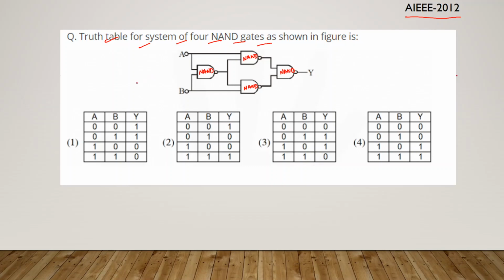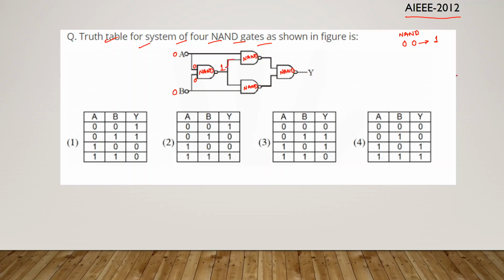Now let us directly apply. Applying the input is very easy here. Everyone is having the same input, 0, 0, 0, 0. So let us apply the inputs here. Here I have applied 0, and here I have applied 0. For a NAND gate, whenever both the inputs are 0, the output will be 1. So here it will be 1, and here it will be 1.